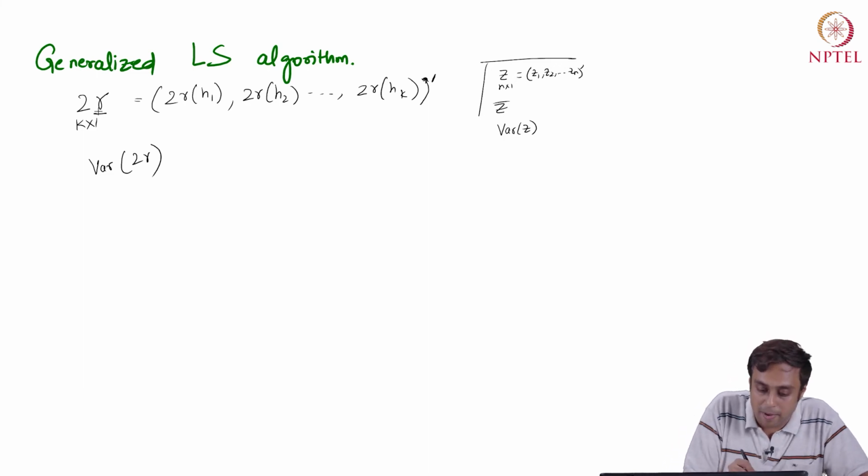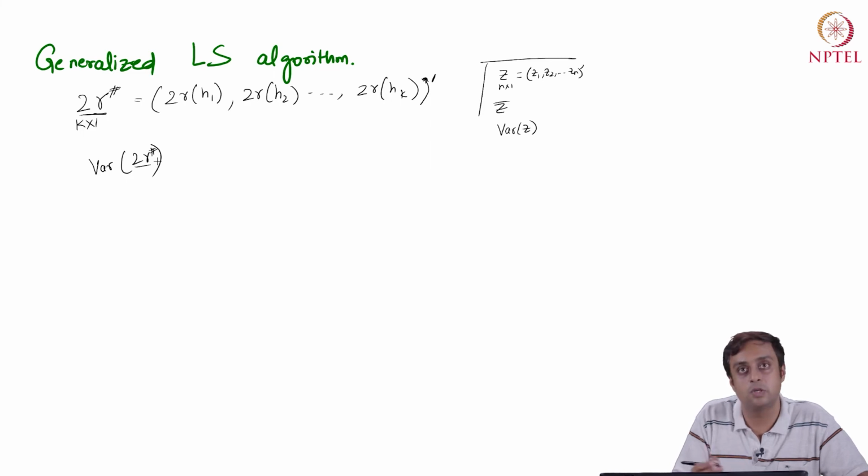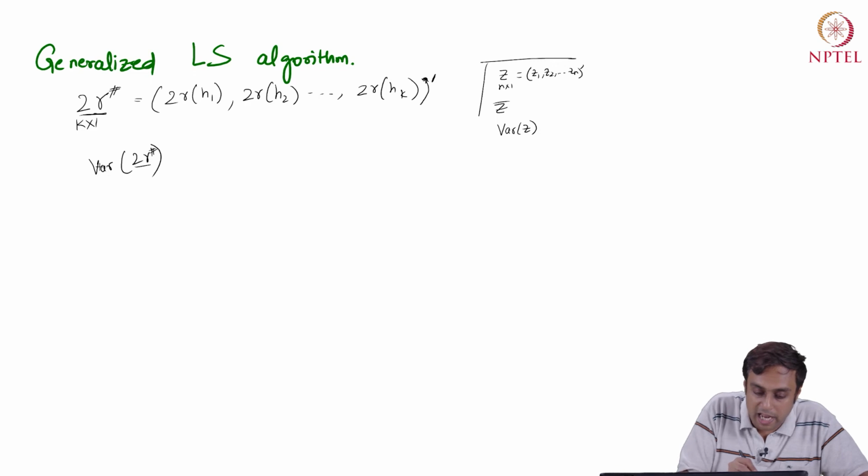I mean this 2 gamma is nothing but a vector. So, I can just define it slightly differently here. So, I should now be able to figure out a variance covariance structure of this value. Now, if I have a vector which is k by 1 in size, the variance covariance matrix will be k by k.